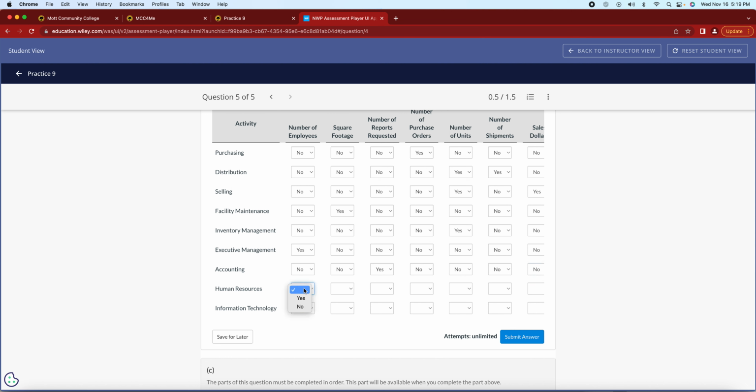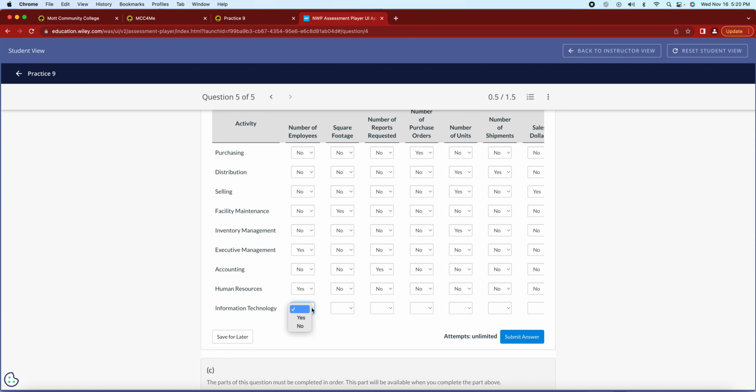HR, definitely could be number of employees. That is their area of management for us. No on the square footage. Reports requested. Purchase orders. Units, no. Shipments, no. Sales dollars, no.